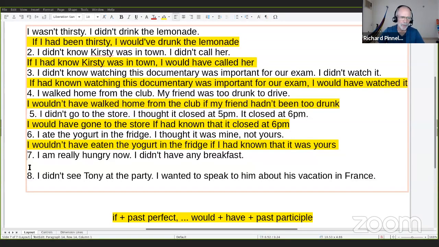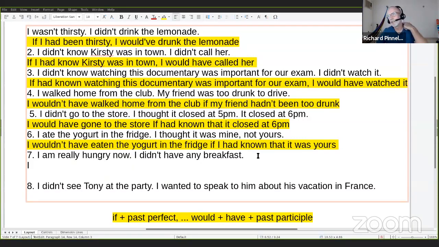Number 7. I'm really hungry now. I didn't have any breakfast. Anybody in the chat? Israel, Clementi. I wouldn't have. Well, it's I am, so this is actually a mixed conditional, Clementi. So the first part is now. It's very difficult. The first part is now. So is I wouldn't. Has anybody got the answer in the chat?